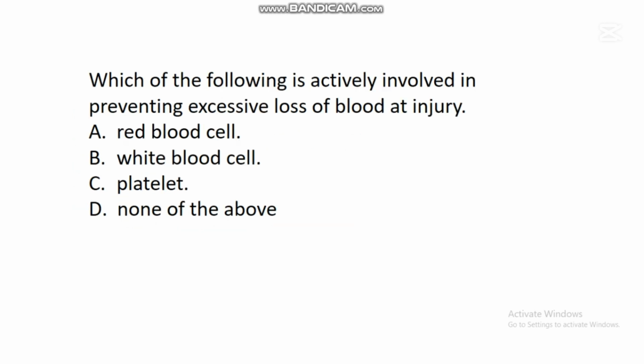The next question says, which of the following is actively involved in preventing excessive loss of blood at injury? A. Red blood cell. B. White blood cell. C. Platelets. D. None of the above. In this question, the correct answer is C.